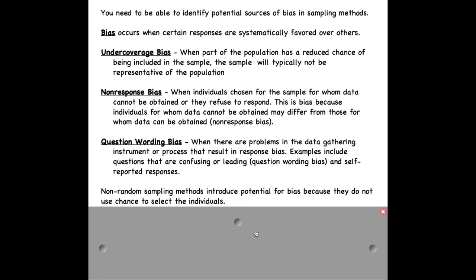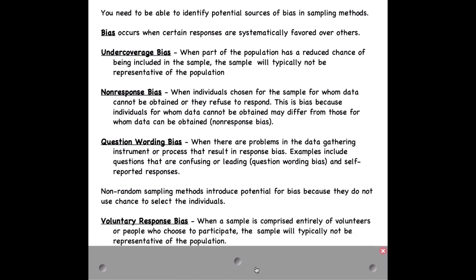One big issue is that non-random sampling methods introduce potential for bias because they don't use chance to select the individuals. There are two common ones that occur in the world. One is voluntary response bias, when your sample is made up of people who just volunteer or chose to participate. There's almost always something in common with the people who choose to participate that makes them different from people who don't. So you are not getting a representative portion of the population in your sample.